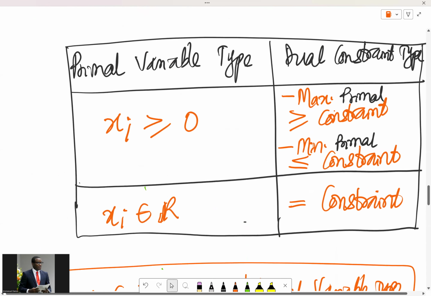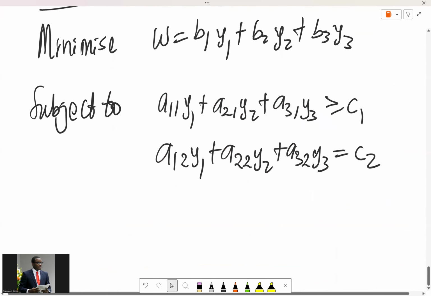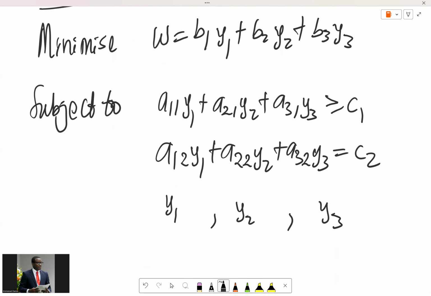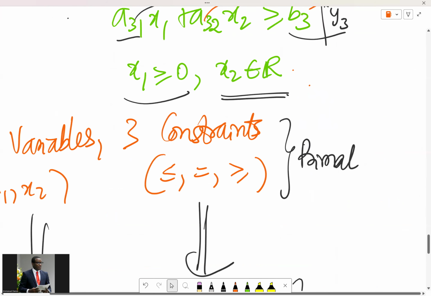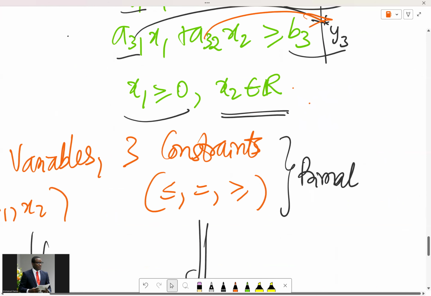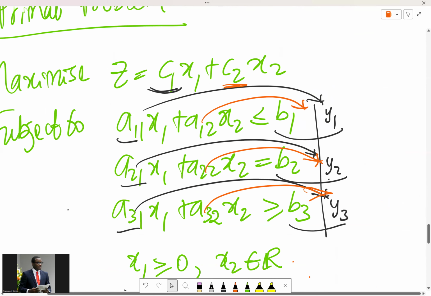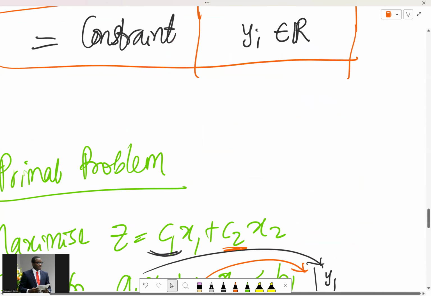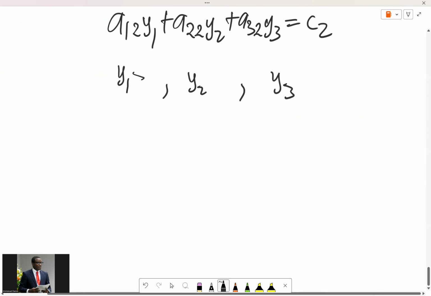Now, we have settled the constraints. So the next thing is we have three variables. We have basically variables y1, y2, and y3 now. What is going to determine each of these variables is going to be based on the constraints, because constraints lead to variables. Now, the first constraint is a less than or equal to constraint. So what is y1 going to look like? If you have a less than or equal to constraint, then y1 is going to be greater than or equal to 0.